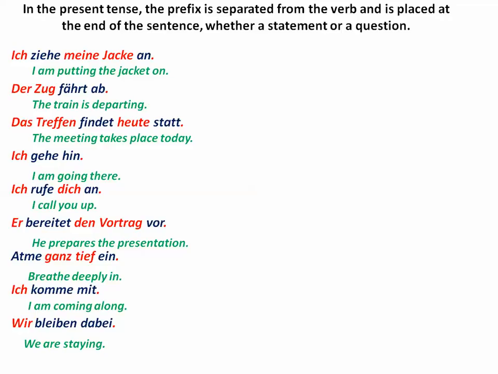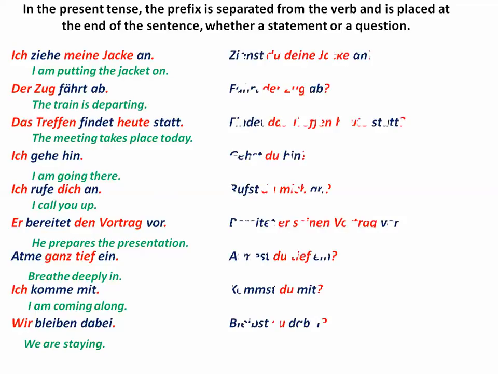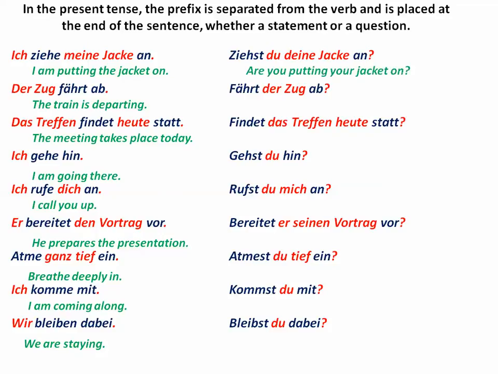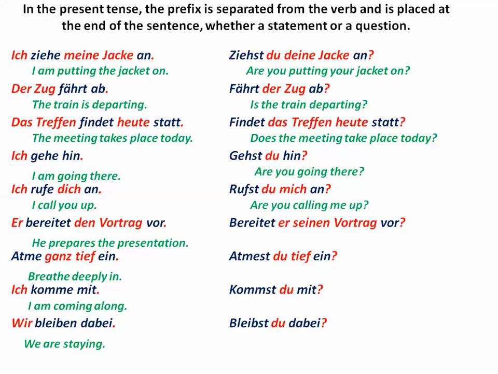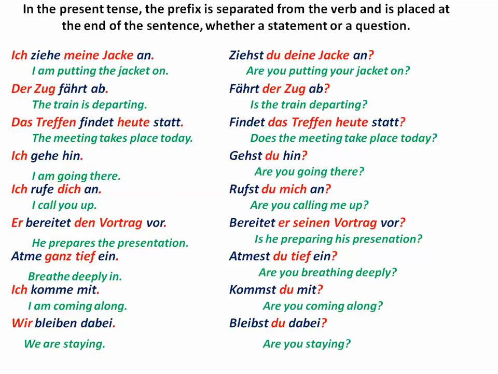So if we were to turn these around, these are statements and we want to make them into questions, we simply begin with the verb followed by the subject, but our prefix is still at the end. So for example, siehst du deine Jacke an? Fährt der Zug ab? Findet das Treffen heute statt? Gehst du hin? Rufst du mich an? Bereitet seinen Vortrag vor? Atmest du tief ein? Kommst du mit? Bleibst du dabei?